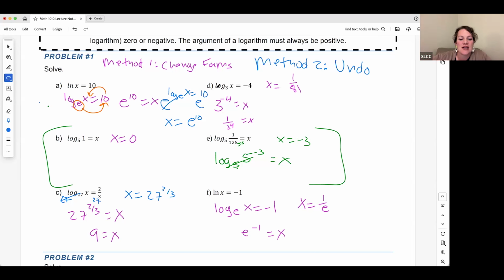Okay, let's look at D. Same thing, undo by raising both sides to the same base. So 3 and log base 3 will undo each other, and you just get x equals 3 to the negative 4th, which is the same thing as if you thought about changing forms. And then same for F. Natural log is log base e of x equals negative 1, so raise both sides to that base. Logs and exponents undo each other. So this will undo each other, and x equals e to the negative first. So we get the same thing. I hope that helped thinking about how to solve basic logarithm equations.